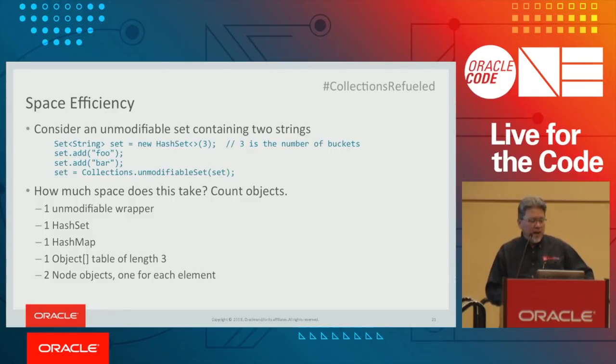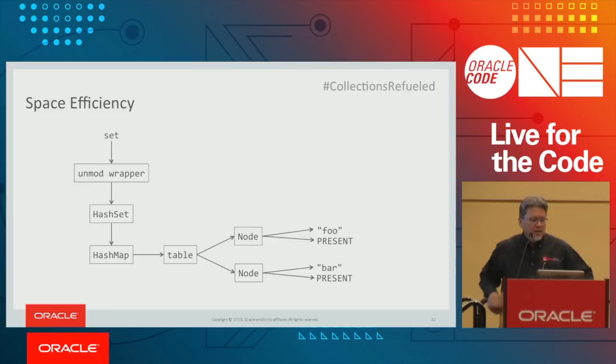We have the unmodifiable wrapper. We have the hash set itself. Inside the hash set, it's actually implemented in terms of a hash map. So it has a hash map instance. In a hash map, the internal organization is that it has a table of objects, which is an array, and then the table contains node objects, and those are each individual objects. So here's a picture of that. Basically, that's a picture of what I just said. So that's what the conventional unmodifiable set looks like.